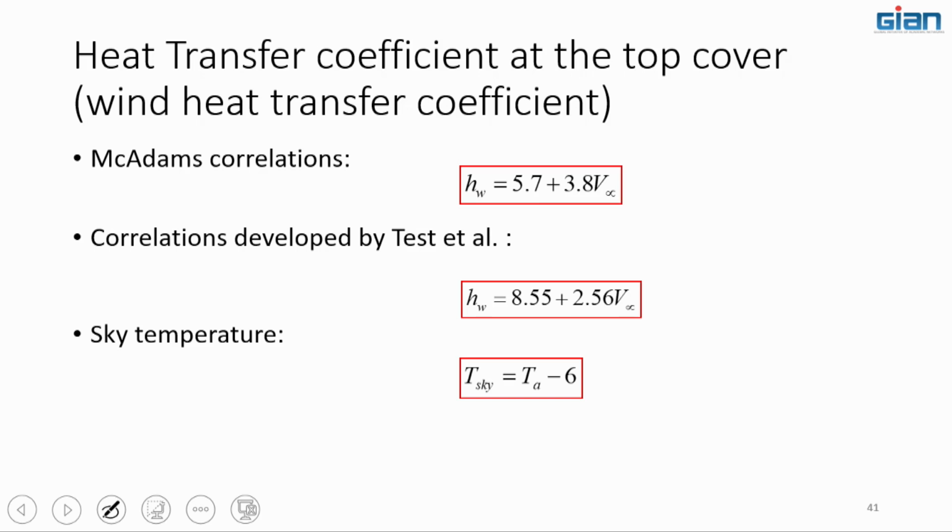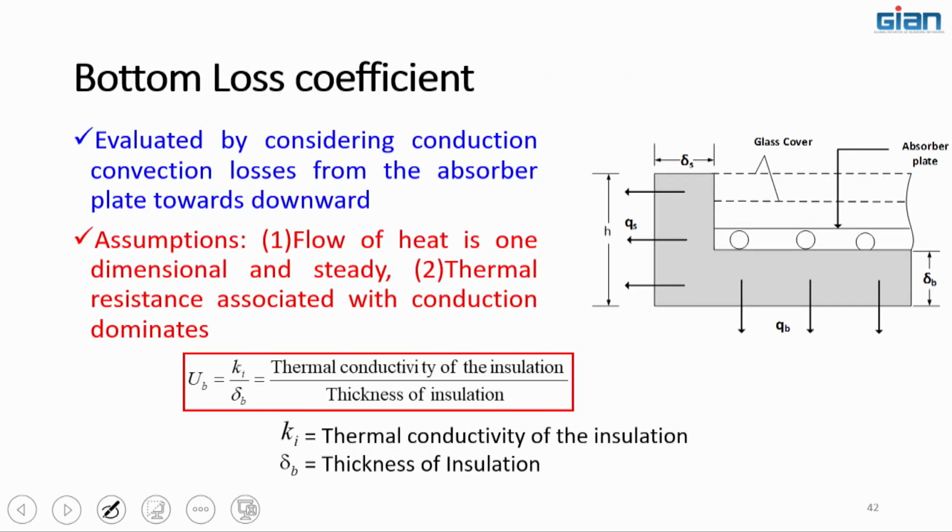And as I said, this T sky and TA are related. McAdams has correlated that this T sky is about 6 degrees lesser than ambient. It is TA minus 6. So that's how we can take this sky temperature as TA minus 6. And once that is done, that's for the top.